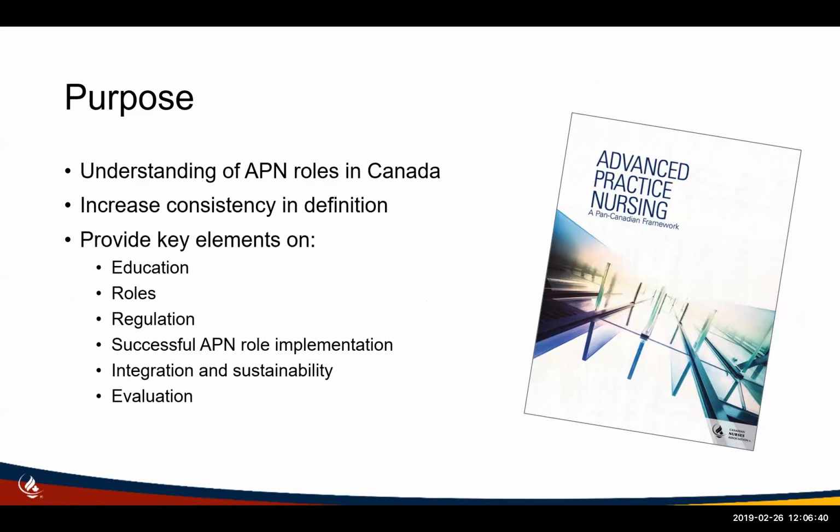So this is the new version of the framework on your right-hand side. The cover has changed, and as I said earlier, we're changing the title to align with research. It's now called Advanced Practice Nursing, and we are bringing a common understanding of roles in Canada, with definitions with some revisions, and elements reflecting on education, roles, regulations, and we have a section on scope of practice and title protection.